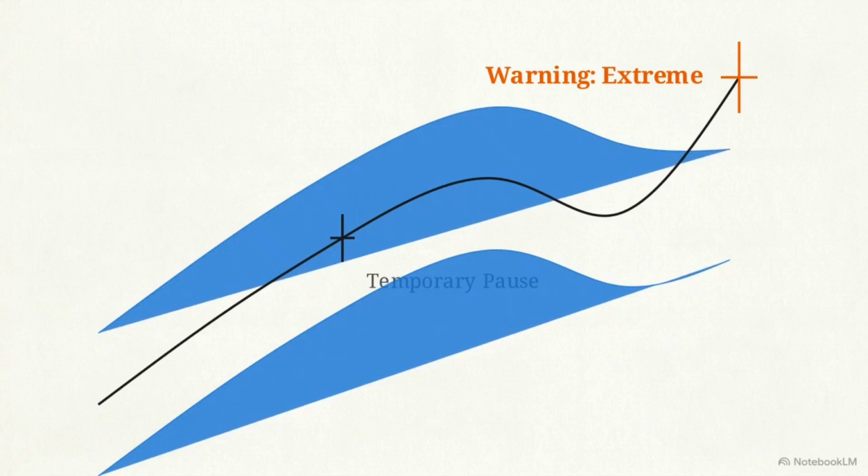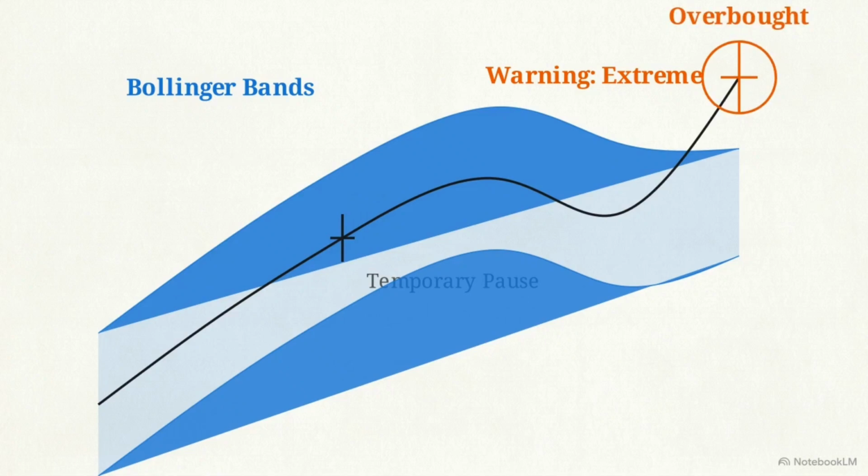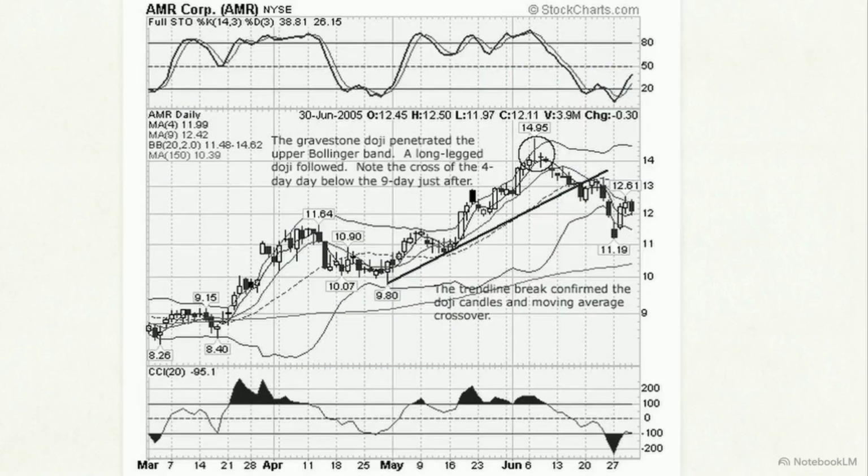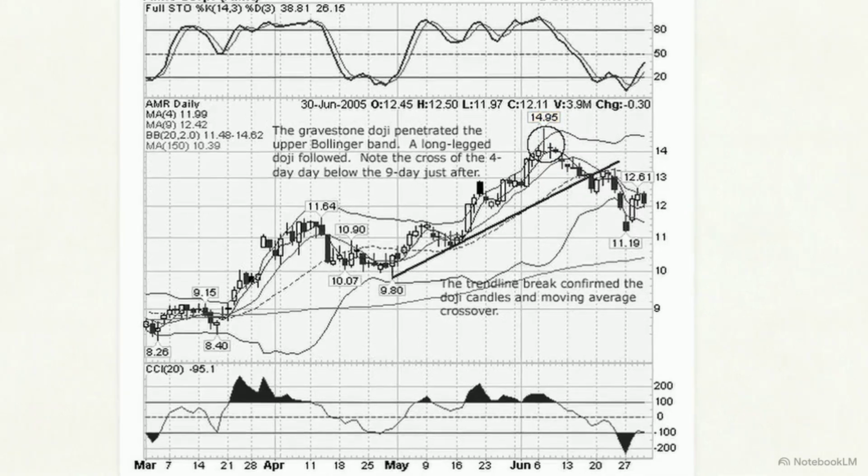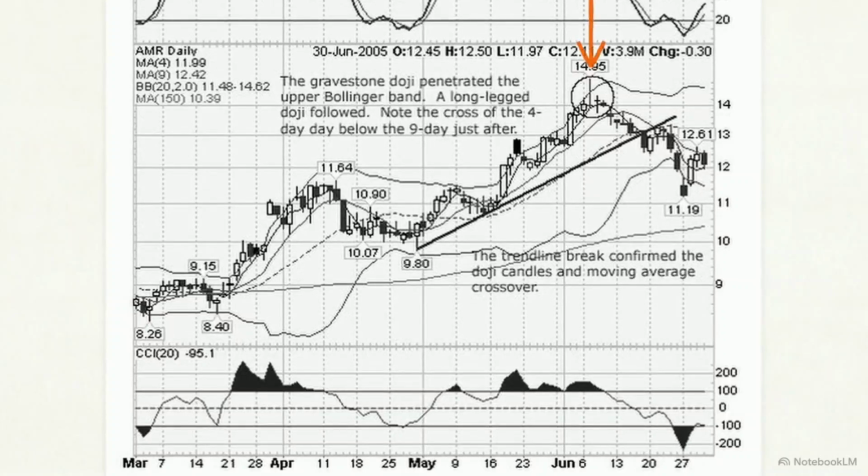To verify that the market is actually at an extreme, we use a mathematical boundary like the Bollinger Band. A price pushing outside the upper band indicates an overbought state. This daily chart of AMR Corporation highlights a mid-June peak testing the $14.95 level. Right at that peak, a gravestone doji appears. Its long upper wick pierces the top Bollinger Band, but by the close, the price retreats to the open.